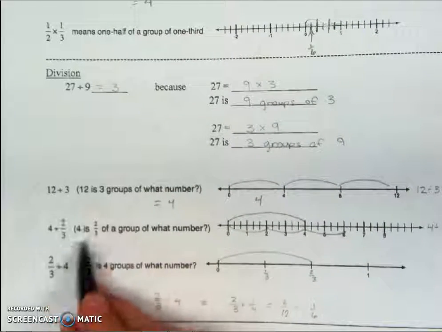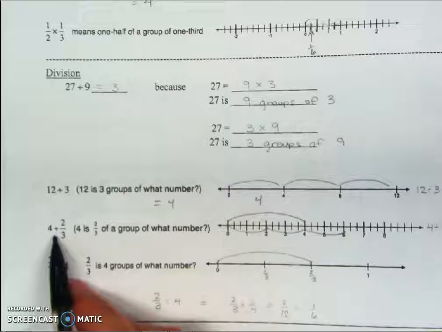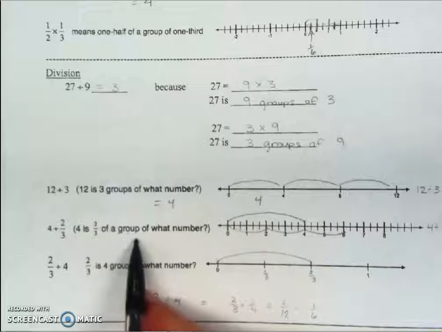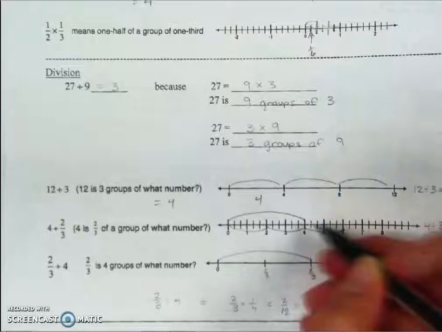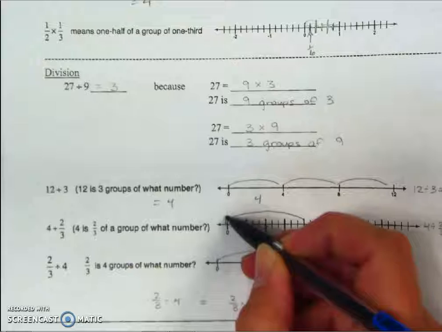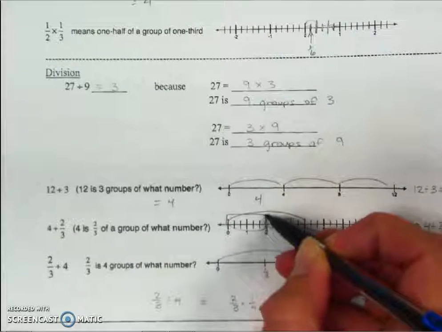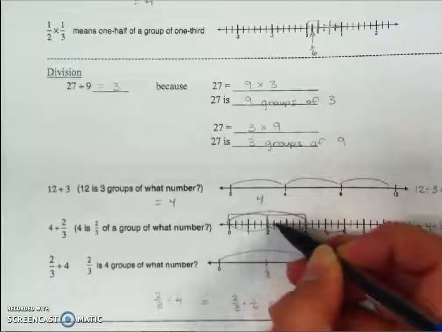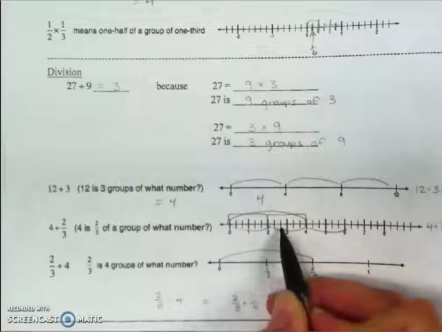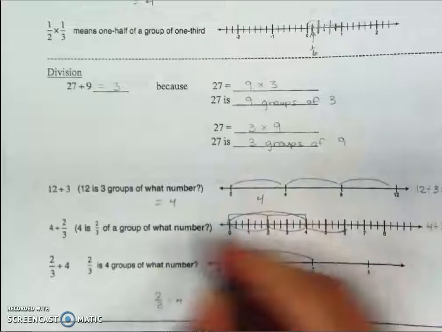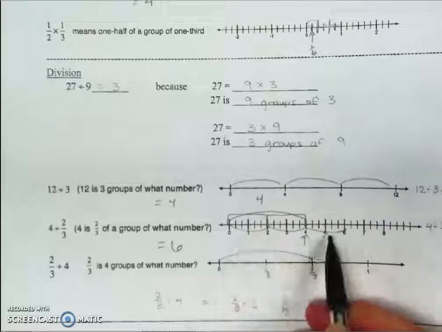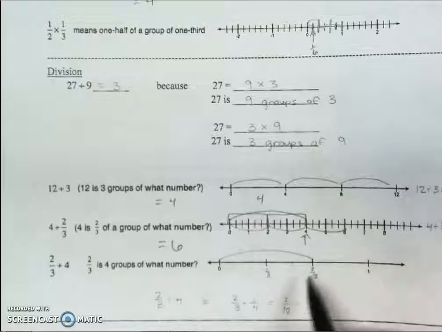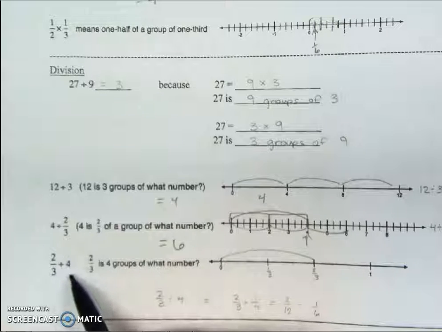4 divided by 2/3, 4 is 2/3 of a group of what number? So 2/3 of a group of what number? 4 is 2/3. So 4 is broken up into 2 parts. And so each part is 2, and I have 3 of those. And so that one would be 6. So 4 is 2/3 of 6 is how you want to think of it. Or 2/3 divided by 4.